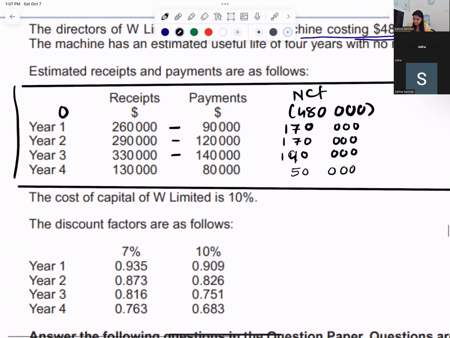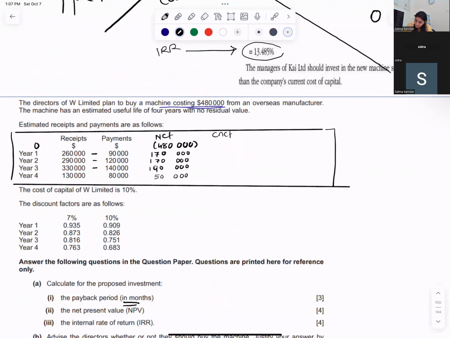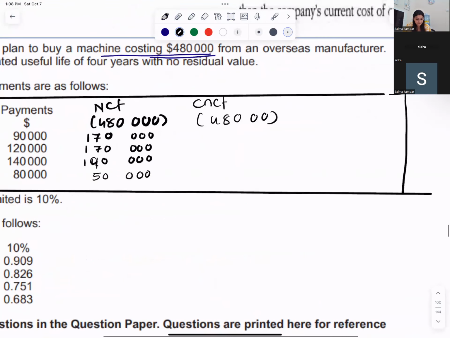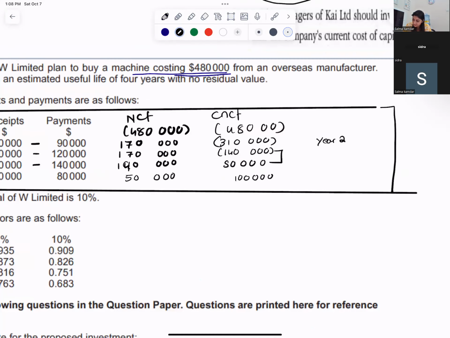What am I supposed to calculate? The payback period. Now I will find the cumulative net cash flow. So it will be 480 minus 170, which is negative 310,000. Again minus 170, so negative 140,000. Then positive 50,000 minus 190, then 100,000. So I would recover it between year 2 and 3.